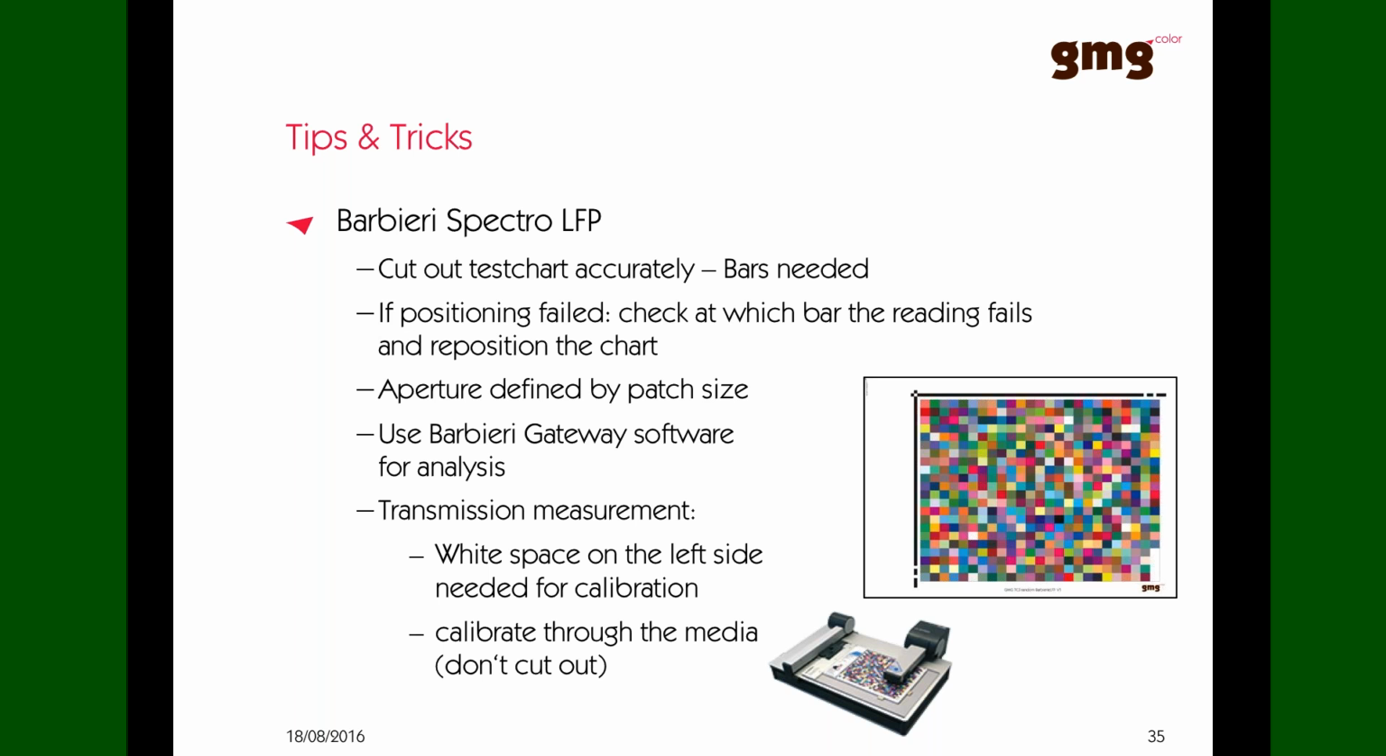The measuring device, as I said before, has different apertures. It has aperture sizes of 2, 6, or 8 millimeters that it can switch automatically, and which aperture is used is basically defined by the patch size of your test chart.